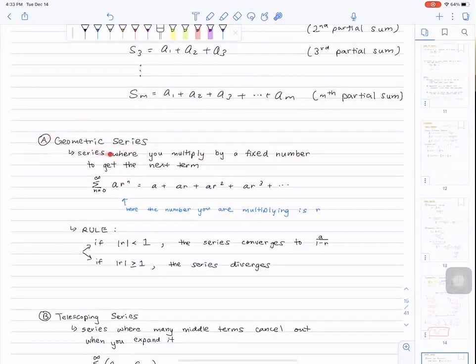So for a geometric series, the rule here is that if the absolute value of your factor is less than 1, then your series converges. What does it converge to? It converges to a over 1 minus r. But if your factor is greater than 1, then your series will diverge.